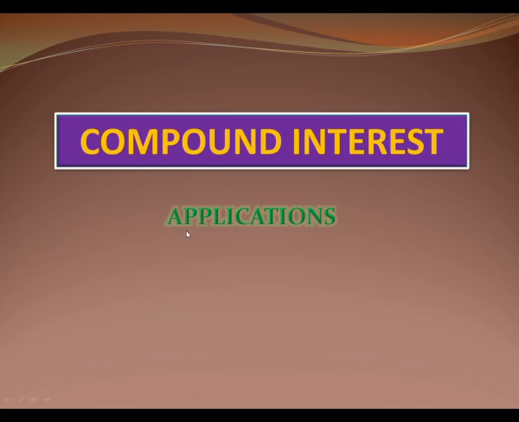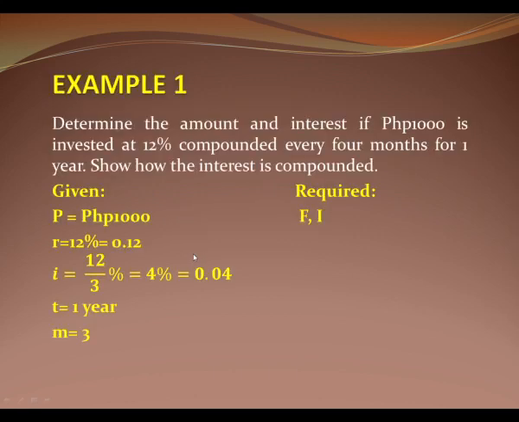We will discuss some examples of compound interest. Now, for our first example, it says: determine the amount and interest if 1,000 pesos is invested at 12% compounded every 4 months for 1 year. And also, we have to show how the interest is compounded. So here we have to show the solution in detail, how this interest is compounded every conversion period.